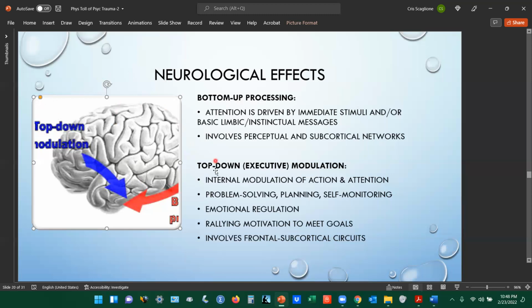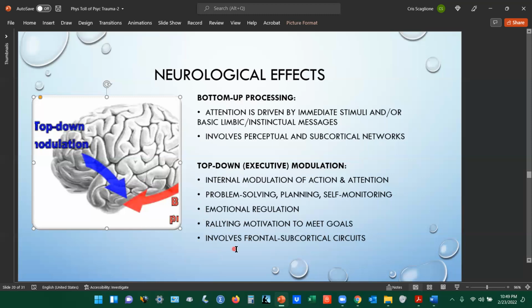This is a basic, fundamental kind of physiological or homeostatic balance of the brain, whereby incoming information, or bottom-up information, is modulated and controlled by what we call top-down processes from the frontal lobes, or executive functioning. So top-down executive modulation helps to regulate our actions and how we focus our attention. It's involved with solving problems, making plans, and then monitoring how those plans come out. It's involved a lot in emotional regulation. It allows us to rally motivation and cognition and effort to meet our goals.